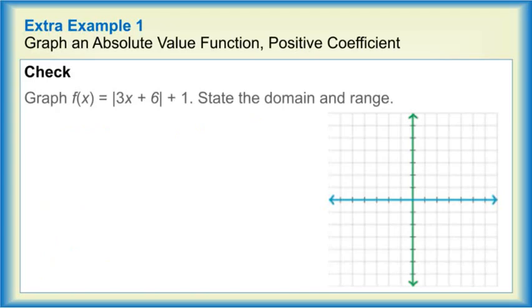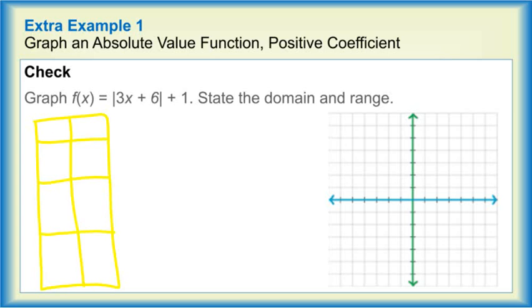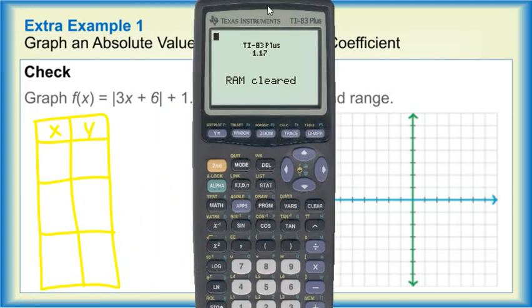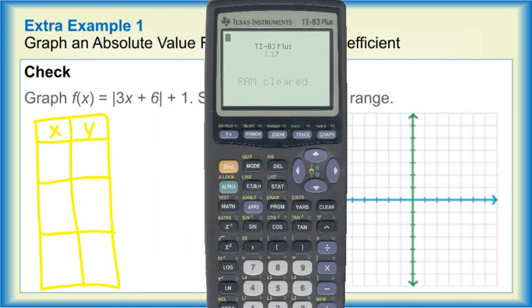Graph f of x equaling the absolute value of 3x plus 6, plus 1, and then state the domain and range. So again, let's just draw a table of values. Now another way to do the table of values is if we grab our calculator here, and in the y equals, we can graph this and then use the table of values to come up with our points and find our vertex.